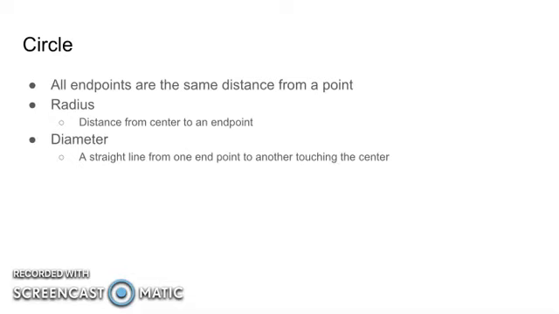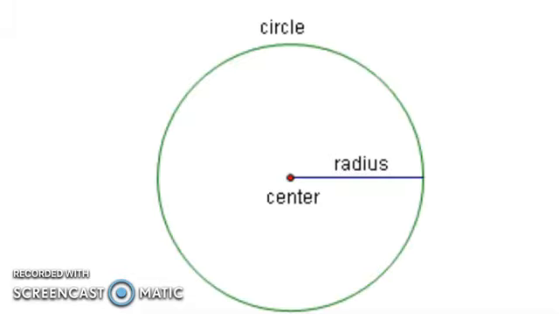So here is a picture of this to better understand. Here's the center. This is the point we're talking about. And these are all the endpoints that are a distance away from the center, which is the radius. So all of these are the same distance away from the center of the circle, and that's how we draw a circle, and that's how we classify a circle.